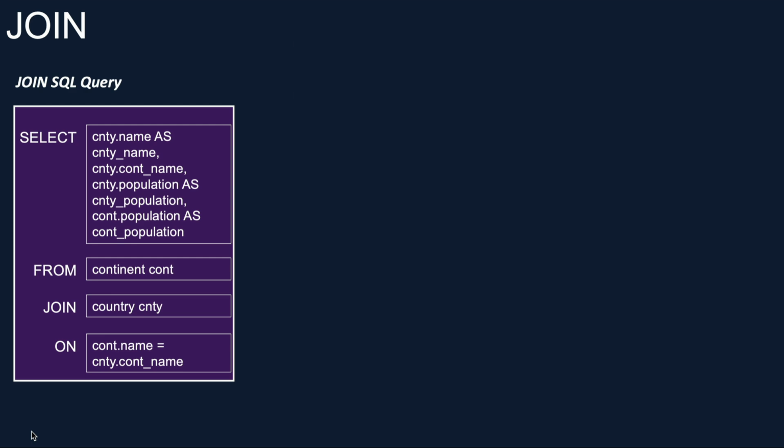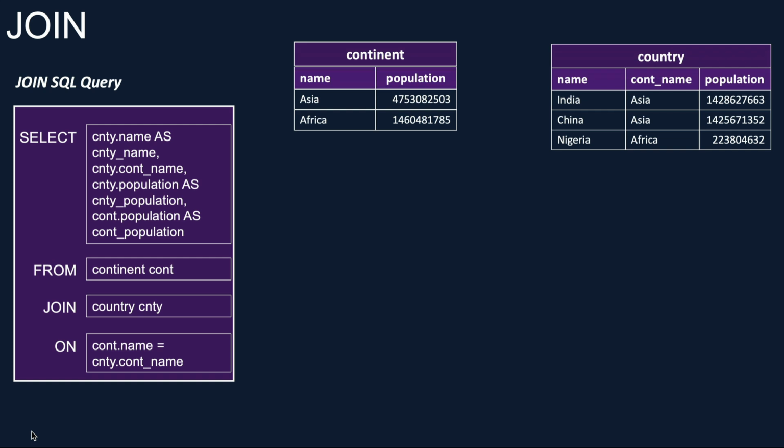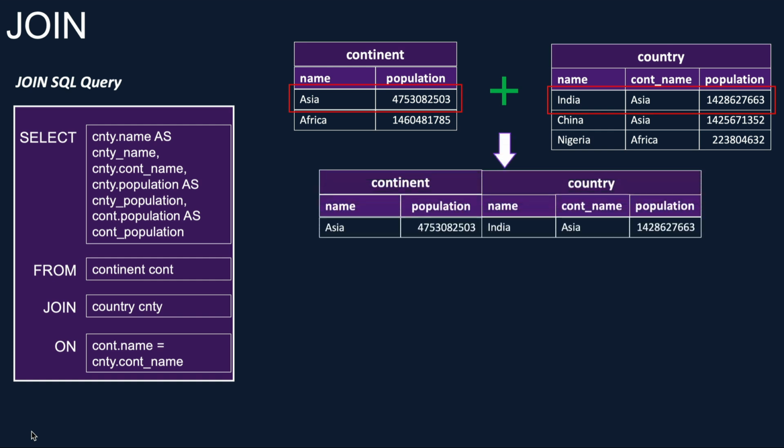As you can see in this example, the continent table has two records, one for Asia, one for Africa. The country table, on the other hand, has three records, two records relating to the continent Asia, which are India and China, and one record relates to the continent Africa, which is Nigeria. So what happens when you run this join query? Again, similar steps are followed. The database engine matches every record in the continent table with every record in the country table using the continent name column. First record in the continent matches with the first record in country. So that's returned to the result.